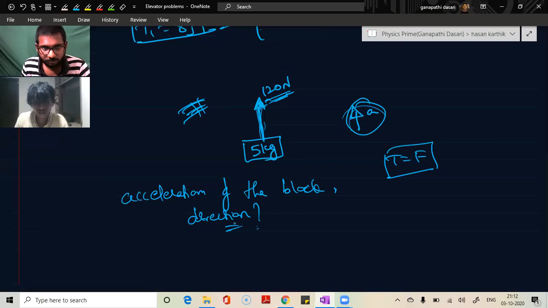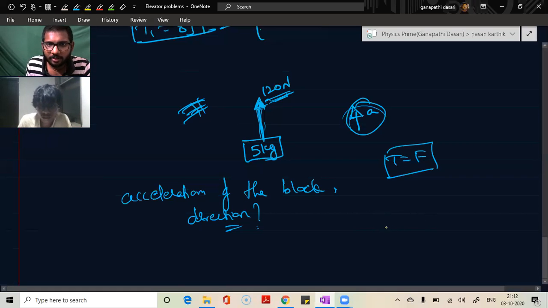So 14 meter per second square. I'll write 14 meter per second square.